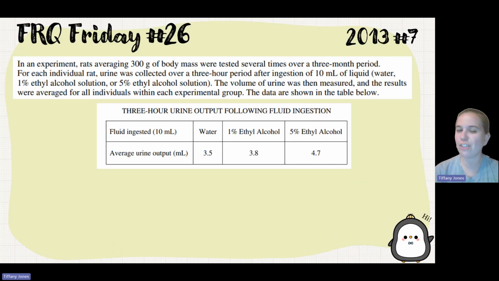Today we do 2013 number 7 on question, hypothesis, and data analysis from experimental data. In an experiment, rats averaging 300 grams of body mass were tested several times over a 3-month period. For each individual rat, urine was collected over a 3-hour period after ingestion of 10 milliliters of liquid: water, ethyl alcohol 1%, or 5%. The volume of urine was then measured and the results were averaged for all individuals within each experimental group. The data are shown in the table below. So in the data, we can see there was 3.5 milliliters with water, 3.8 with 1% ethyl alcohol, and 4.7 milliliters with 5% ethyl alcohol.